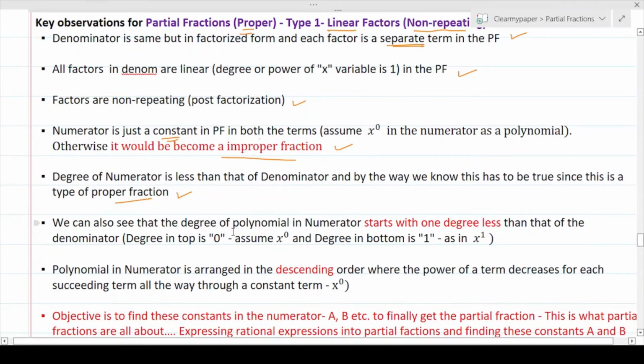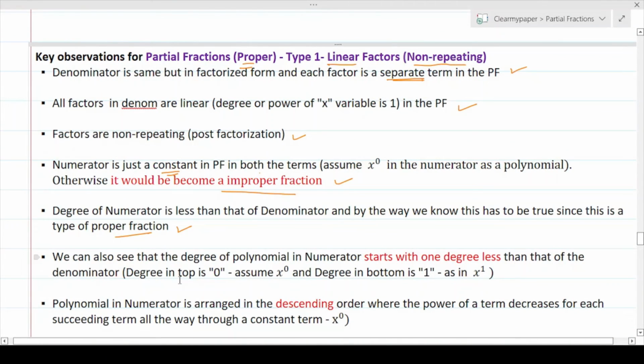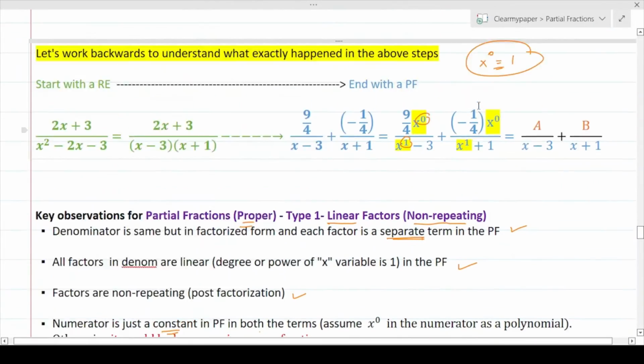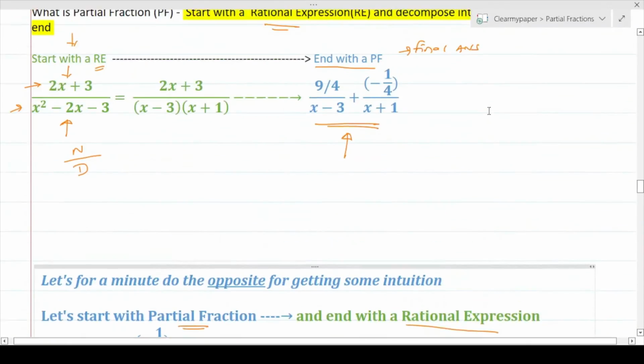Now these last 2 points are very important. Let me go more slowly. We can also see the degree of the polynomial in the numerator starts with 1 degree less than the degree of the denominator. What does it mean? The degree in the denominator is 1 and the numerator starts with 1 degree less than this. So if it's 1, it starts with 0. That's another pattern. So we are saying that the degree of the numerator is not only less, but it starts with 1 less because it cannot be an improper fraction. And then it continues as the rest of the polynomial, because a polynomial will have the degrees in descending order, like we discussed in the opening statement.